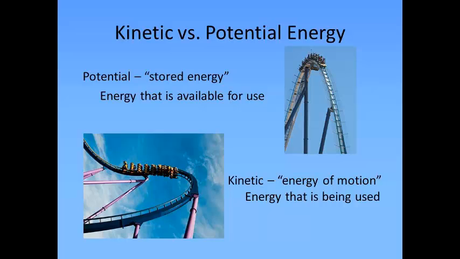Now, when we discuss energy, there are two forms that all energy comes in that you need to understand. This is kinetic and potential energy. Potential energy is stored energy, energy that's available for use. Kinetic energy is the energy of motion, or energy that is currently being used. So consider a roller coaster scenario. At the top of the hill you have potential energy, and as you go down, it's kinetic energy. It's the energy of motion.